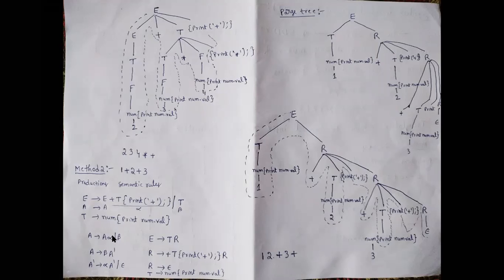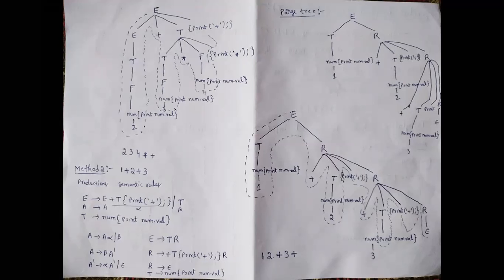So here we are using R produces. What is alpha? Plus T, then curly braces open print plus semicolon curly braces close, and A dash. A dash means we took R. So R, that is A dash, produces alpha A dash: plus T, print plus, and R. So this is our production, and R produces epsilon also. So what is the remaining production? T produces num, print num value. In R produces epsilon, we are only assigning epsilon to R, and here we are using T produces TR, and R produces plus T and R. Okay. So these are the productions after eliminating the left recursion. So in method 1 and method 2 we have left recursive productions.